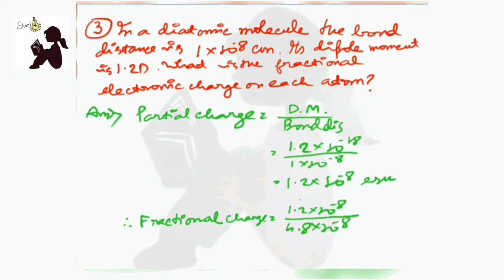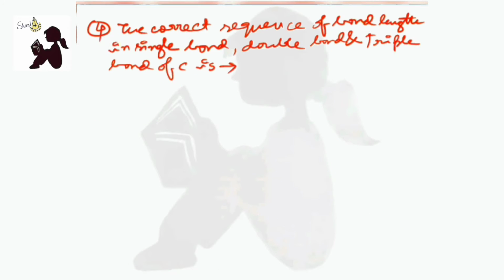So what will it be? It's 4 here. So 1 by 4 is 0.25. So it will be a fractional charge. So the third question is also in that. Let's see the fourth question.